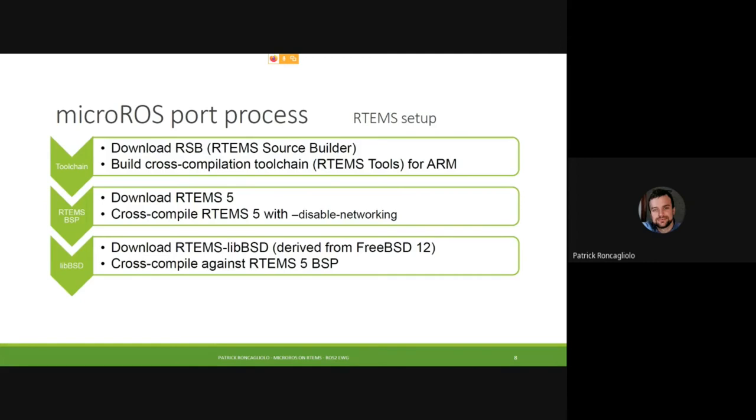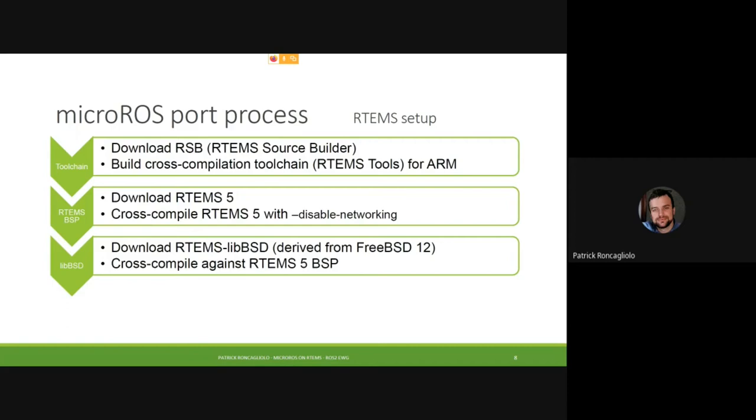So let's start with a bit of a tutorial, a guideline about the procedure. First of all, you need the RTEMS source code. So you download their own source builder. It's a set of build scripts that provide you with a cross-compilation toolchain for the architecture you choose. Then you download the RTEMS, so the core of the operating system, this time version 5, which is a stable version. You cross-compile with the toolchain you obtained at the step before.